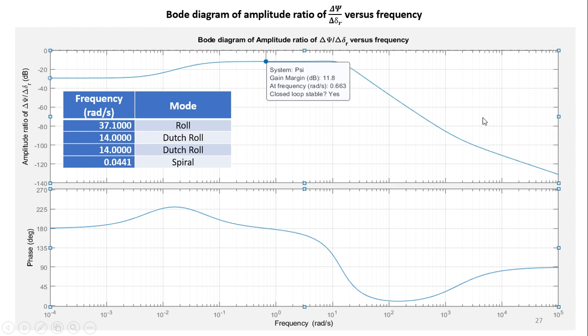And this is the frequency response for the change in yaw angle to the rudder input. The amplitude is constant at low frequency and slightly increases before reaching the spiral frequency at 0.0441 radian per second. The amplitude is constant between this range of frequency and drops after the Dutch roll frequency at 14 radian per second. At high frequency, the rudder is not effective anymore because the amplitude drops significantly.